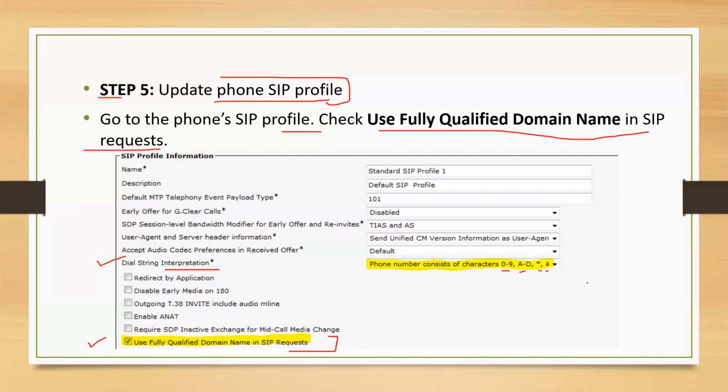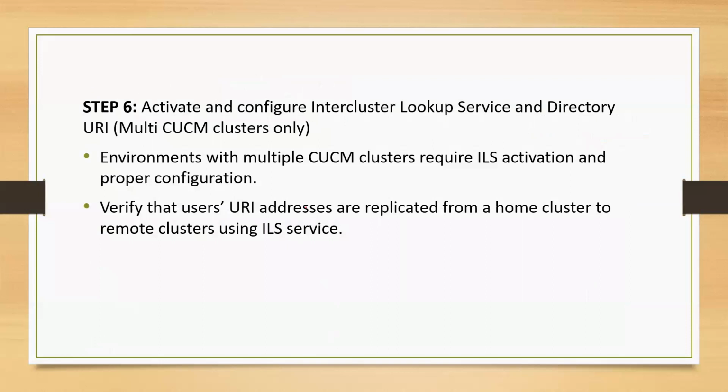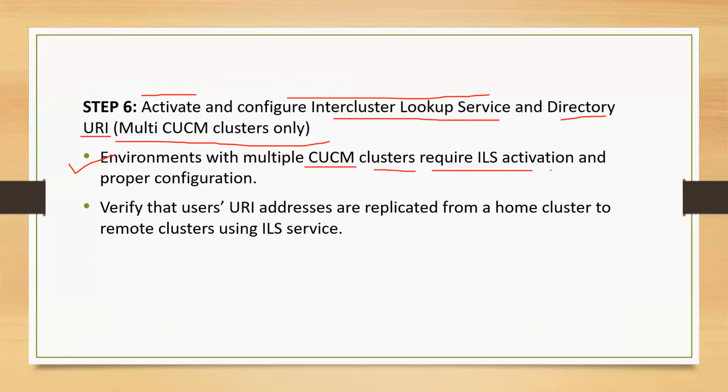Now we have the next step, that is step 6. Here you can see it is for multi-CCM clusters only. Here, what you need to do is activate and configure ILS service, that is inter-cluster lookup service, and directory URI. It is only for the multi-CCM clusters. So what it says is, environments with multiple CCM clusters require ILS activation and proper configuration, right? And the other step is, you need to verify that the user's URI address is replicated from a home cluster to a remote cluster using ILS service, right?